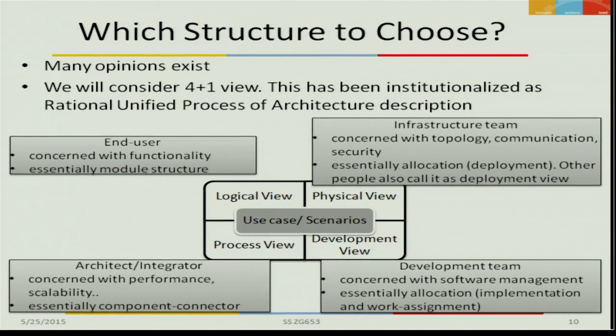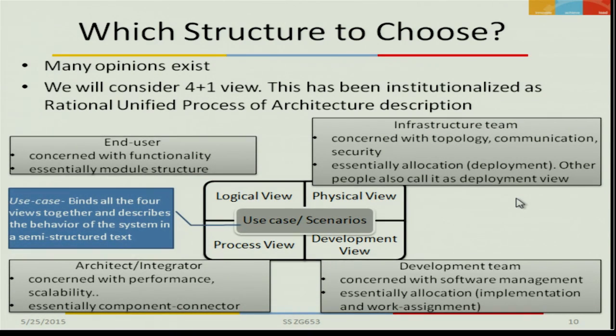Now if we are to stick with this 4+1, we talked about 4. What about the fifth one? The fifth one is the use case scenarios. Use case binds all the 4 views together and describes the behavior of the system in a semi-structured text. Now architecture is about structure as well as behavior. In this 4+1 view, the use cases are used for the behavioral description.